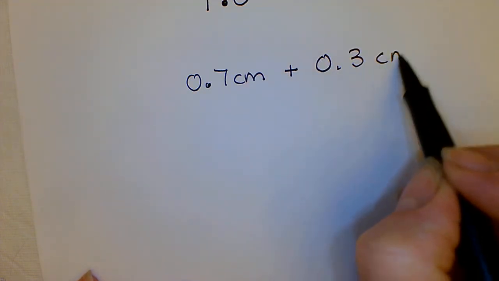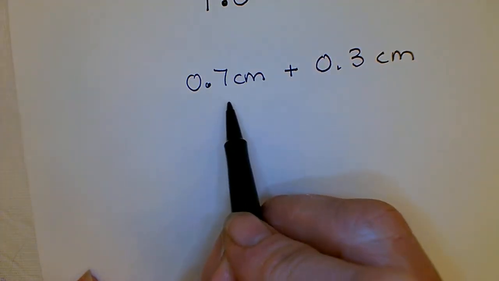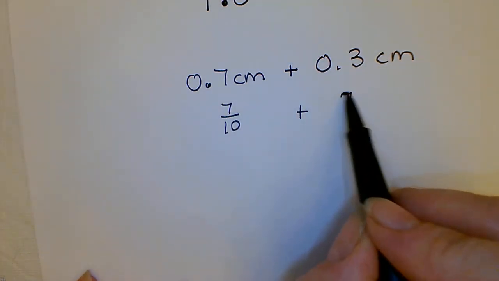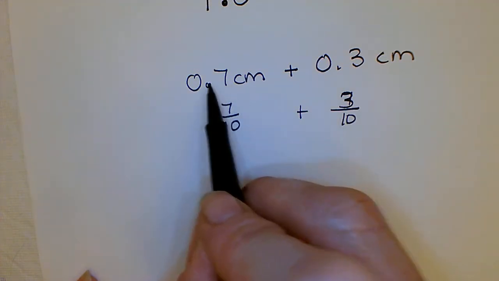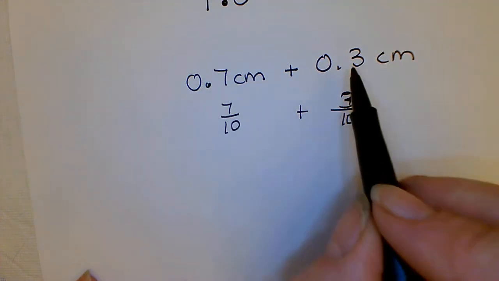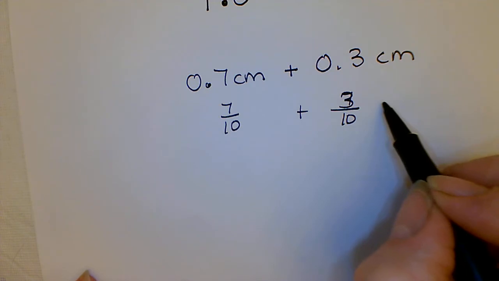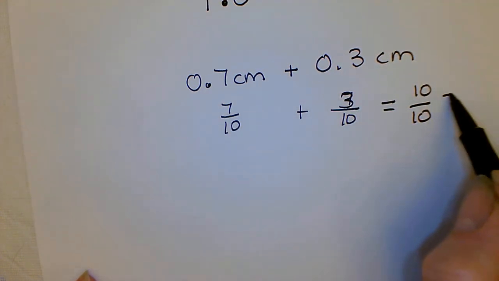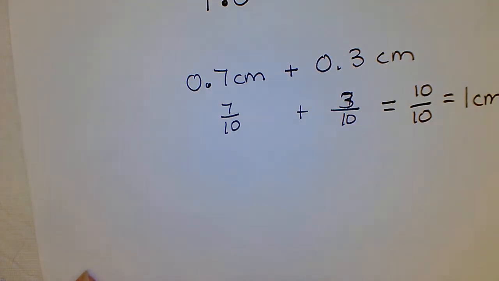0.3 centimeters. So again, I could think of this as being 7/10 plus 3/10. So again, this is in the tenths, so it's really 7/10 and 3/10. And we know that 7 plus 3 is 10/10, which is equal to 1 centimeter.